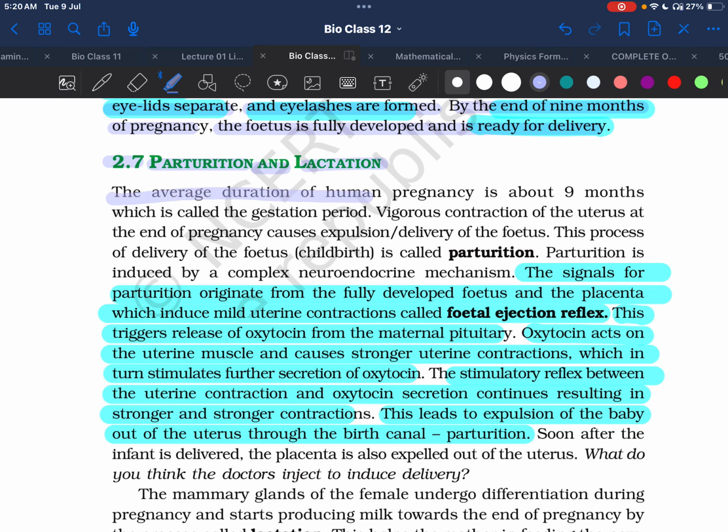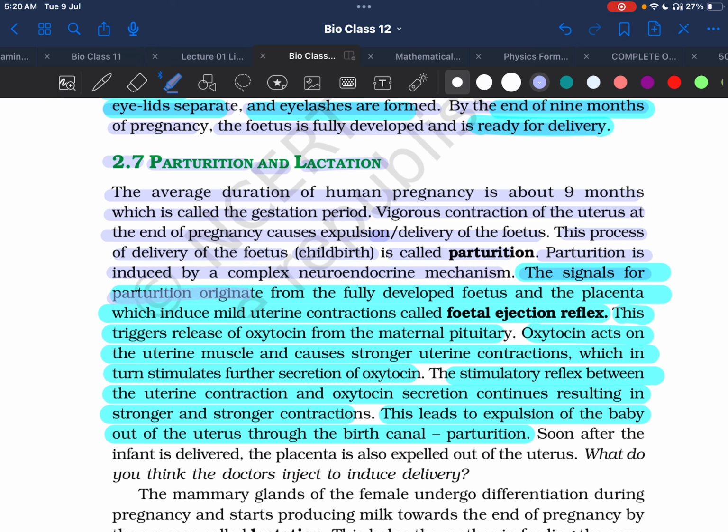The average duration of human pregnancy is about 9 months, which is called the gestation period. Vigorous contraction of the uterus at the end of pregnancy causes expulsion or delivery of the fetus. This process of the delivery of the fetus, childbirth, is called parturition. Parturition is induced by a complex neuroendocrine mechanism.